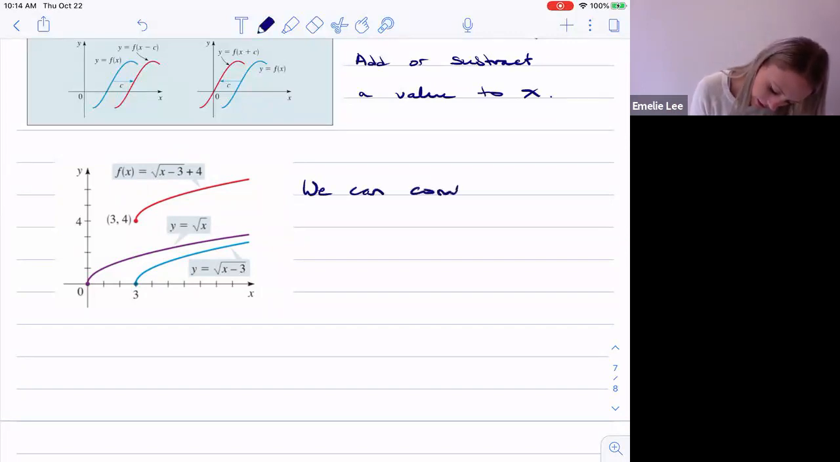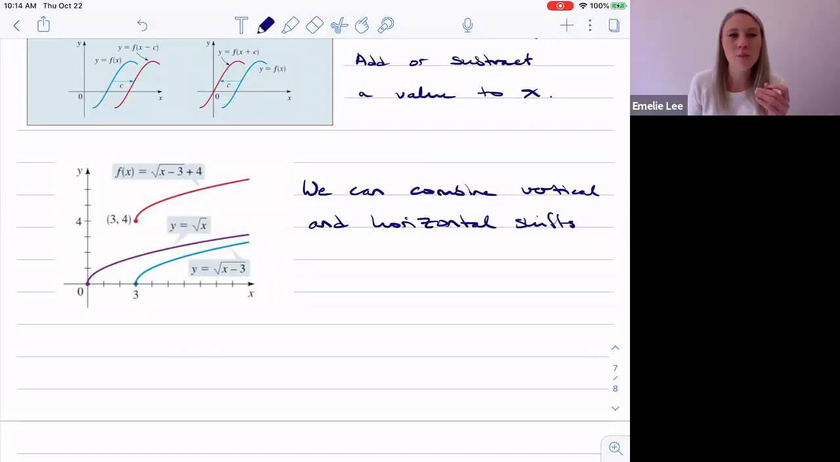We can combine vertical and horizontal shifts, usually by building out from the original function. If I want to end up at this graph, I would start with the root of x, the very basic graph, and then I would do x minus 3. That shifts it to the right 3, and then I would add 4. So you want to start from the most basic graph, and then you build out.